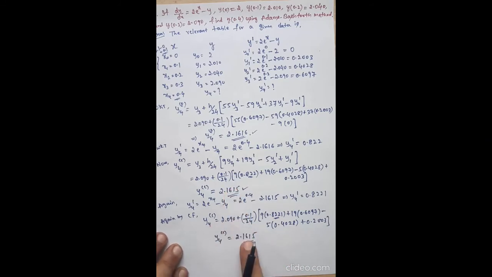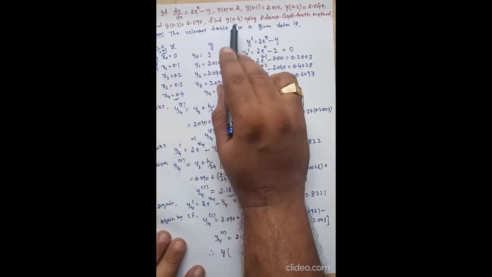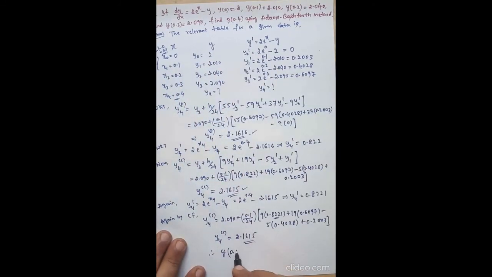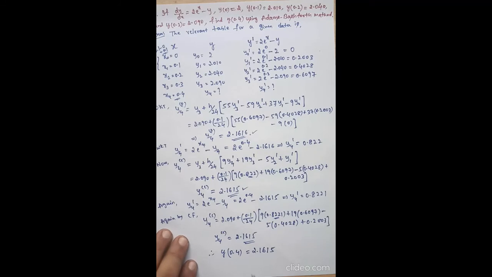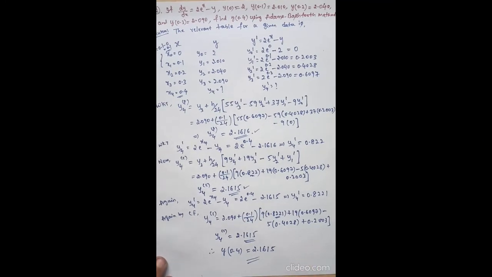So once the value is repeated, you can stop the procedure and you can conclude. So the value of y at x is equal to, what is x here? 0.4. So that is y of 0.4 is 2.1615. So this is the required solution of your problem. This is how we can solve a problem by using Adams-Bashforth predictor corrector formula.